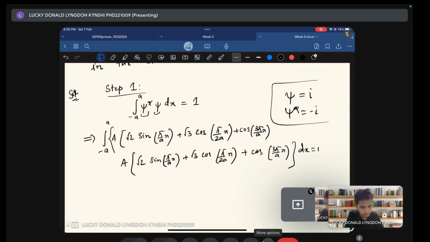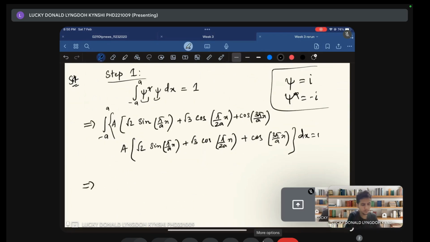Now if you look at this formula, you have to multiply this term with this term, this term, this term, and so on. Remember that the integration from minus a to a with sine and cos will go to 0.